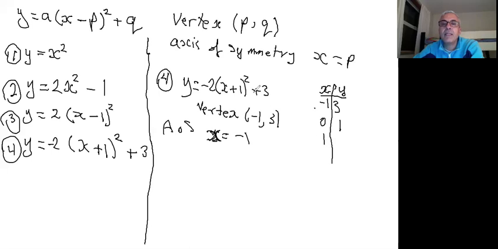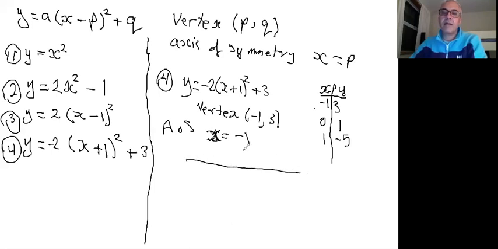And then take the 1, sub it into here for the x. 1 plus 1 is 2. And then you have to square the 2. That's 4 times -2 is -8. Plus 3 is -5. So that's what I get. Now, I need to go and graph this.